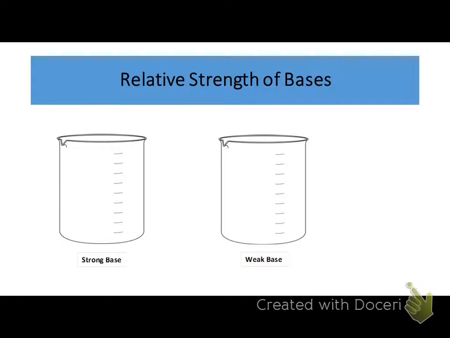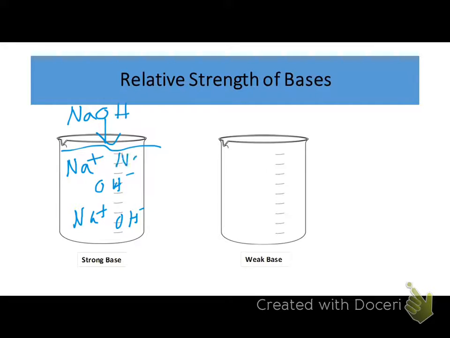So those are some important points to know. Let's look at a strong base and what's going to happen here. A strong base such as sodium hydroxide, when it's placed in water, is going to dissociate completely into cations and hydroxide ions. So there won't be any sodium hydroxide remaining. It's just all going to be in the ion form of sodium ions and hydroxide ions.